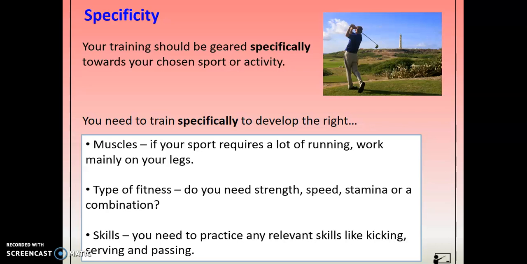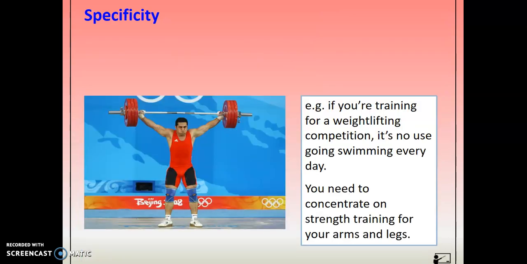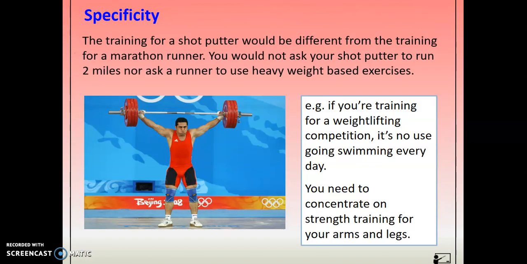So some people will be good at shooting, some people won't be so good at shooting. Some people are good at defending, some people are good at attacking. Some people are good at long distance running. Some people's starts aren't very good. So there's lots of elements depending on what your sport or activity is. Just to give you some examples here, shot putter training needs to be different from a marathon runner, requires different levels of fitness, different skills involved.